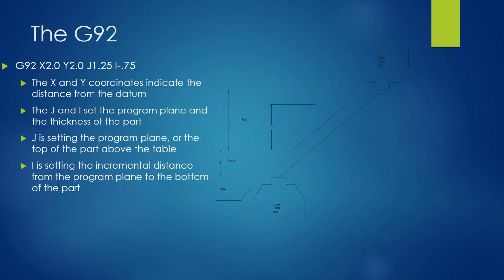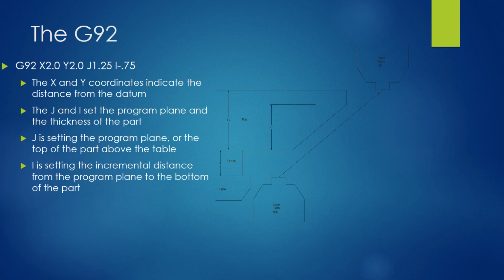Last session we discussed the M codes that are different than programming a VMC, as well as the G codes that are all fairly similar to programming a VMC. Today we're going to talk about the G92, which is a new code for you if you've only programmed a VMC before. It's a unique code that's going to show up at the beginning of your program on a wire EDM, and it's going to set our coordinate system.